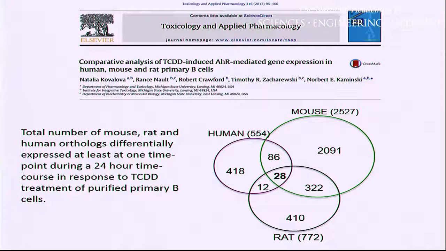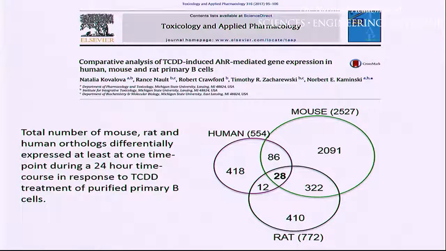And during a 24-hour time period, we isolated cells at 4, 8, and 24 hours. And then we looked at the gene expression profile. And you can see in human primary B cells, we had differential expression of about 554 genes. In the mouse, we had a whopping over 2,500. In the rat, we were around 700, almost 800.